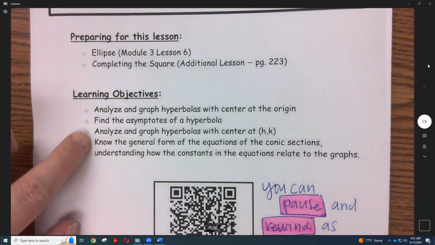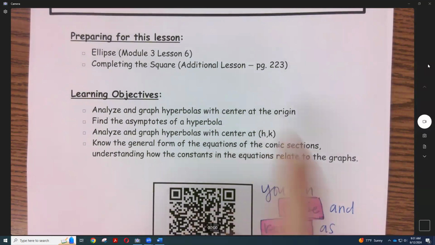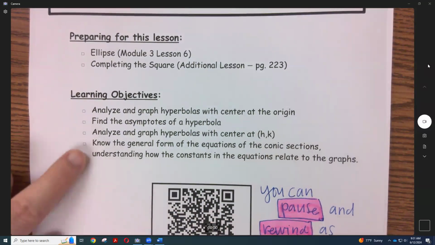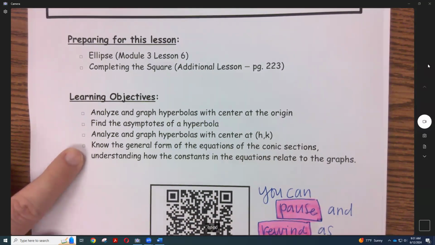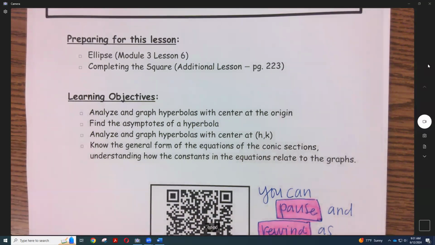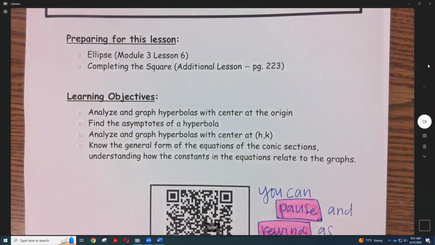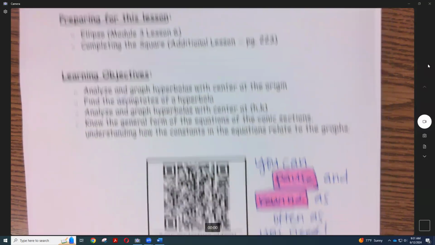You need to be able to analyze and graph hyperbolas that are centered at (h, k), so once we have shifted from the origin. And then as always, in all of these conic sections, you need to know the general form of an equation of the conic section, specifically understanding how the constants of the equation relate to the graph.